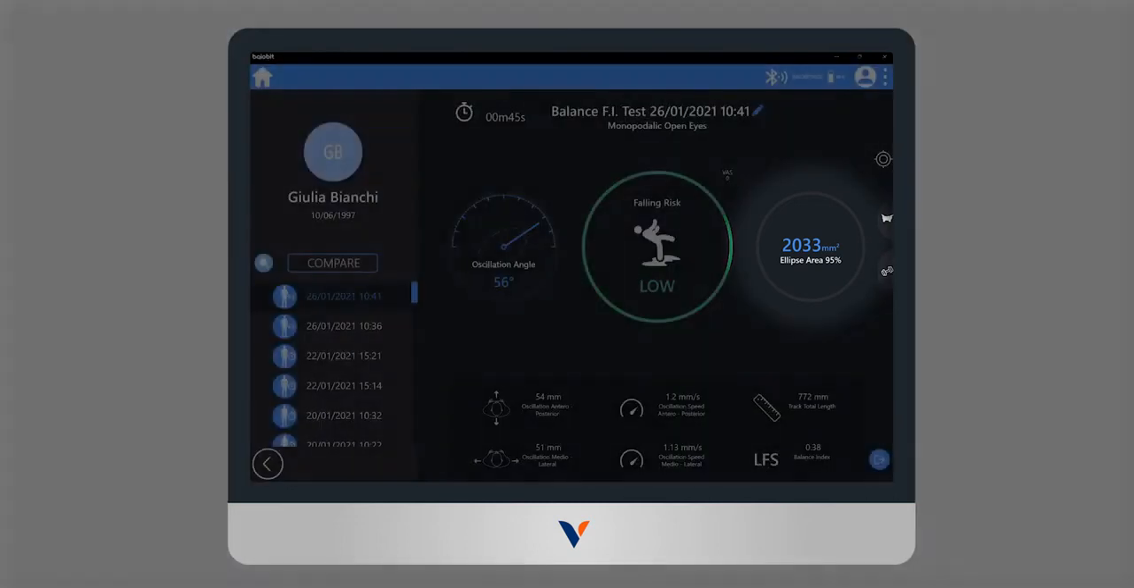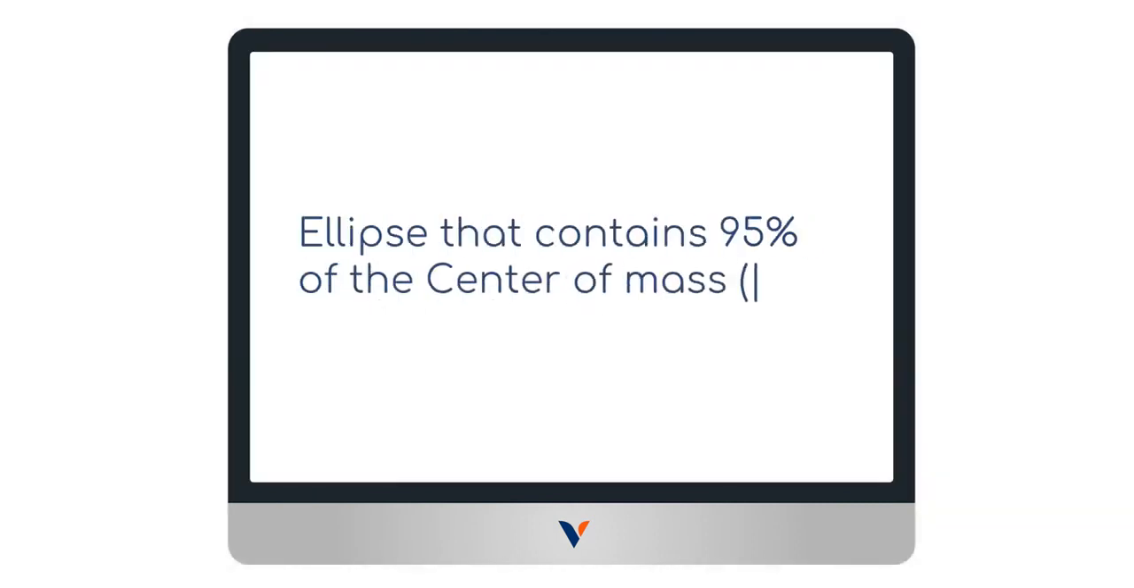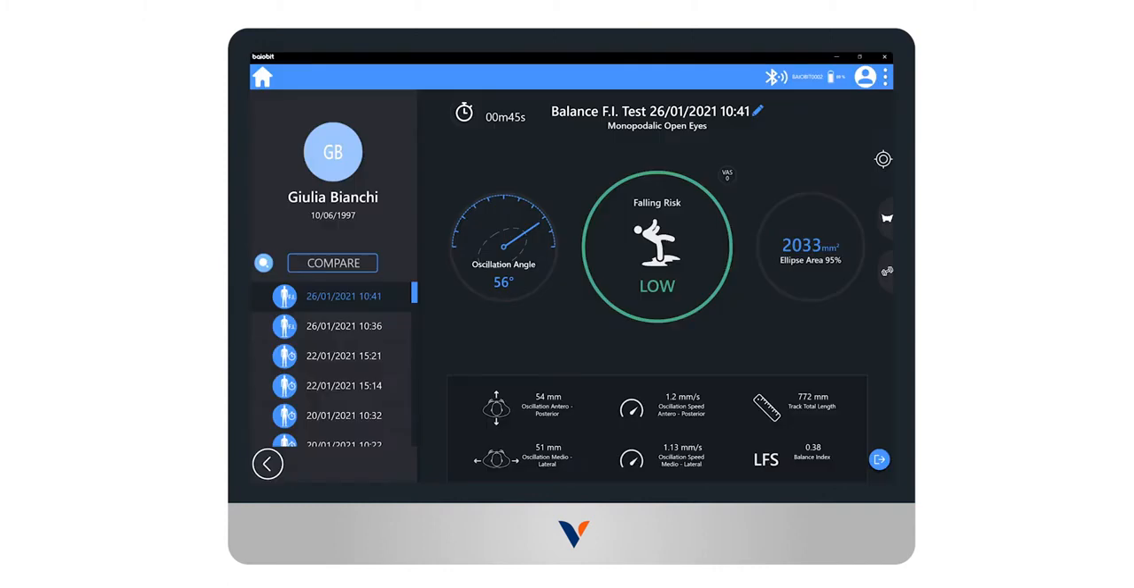95% confidence ellipse area: the ellipse that contains 95% of the center of mass displacement path. This index represents an index of overall postural performance. The smaller the area, the better the performance.